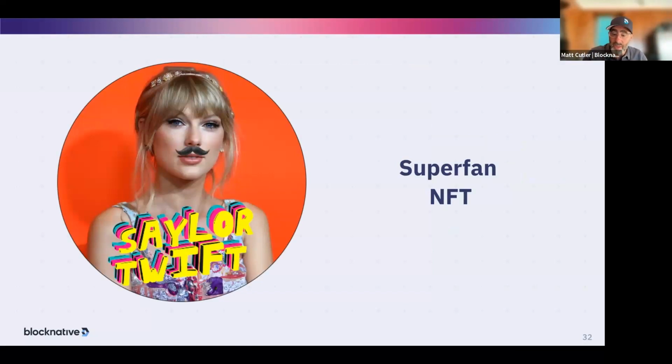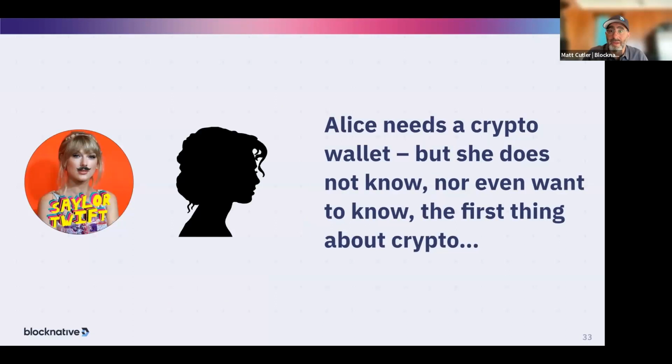It'll be awesome. Except there's one little problem: in order for Alice to accept an NFT, she needs to have a crypto wallet and know how to use it and know what private keys are and all of that jazz. And chances are she's not that technical, never had a crypto wallet before, and doesn't care the first thing about crypto. All she cares about is going to a show and expressing her super fandom for Sailor Twift.